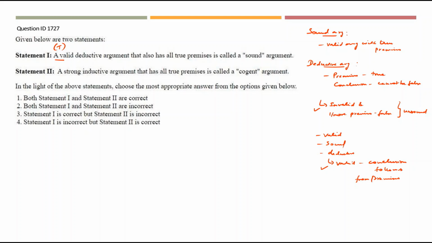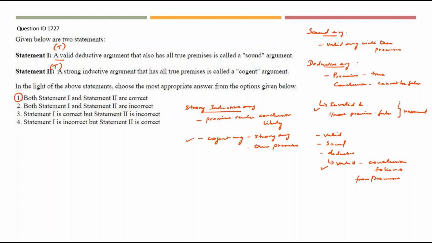The next statement, a strong inductive argument that has all true premises is called a cogent argument. A strong inductive argument is said to be one whose premises render the conclusion likely. A cogent argument is a strong argument with true premises. From this we can say statement 2 is also true. In the light of the above statements, choose the most appropriate answer. Option number 1. Both statement 1 and statement 2 are correct.